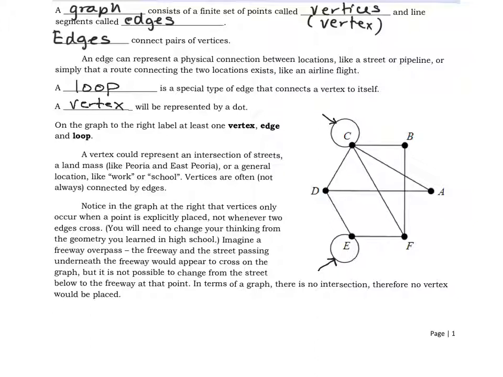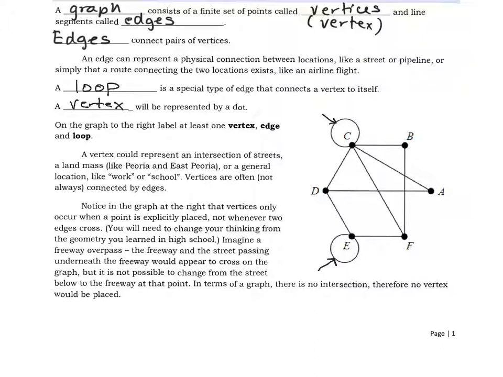Now, we will say later on here that we are used to in geometry that the intersection of two lines will make a point, but that's not going to be the case in graph theory unless we draw the vertex. We're going to assume that it does not exist, even if those two edges cross.